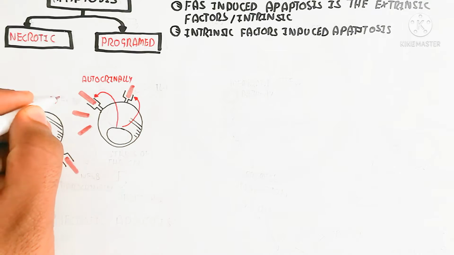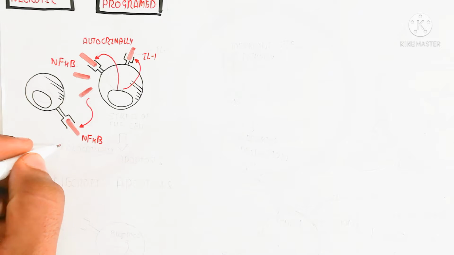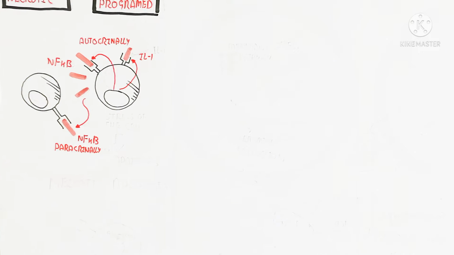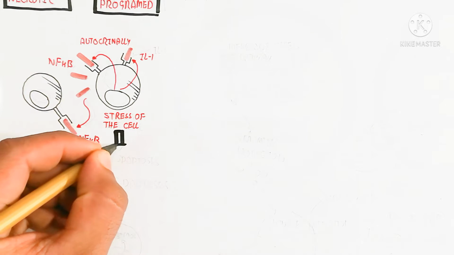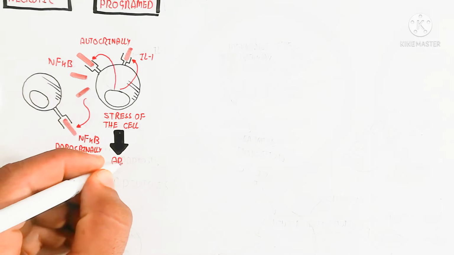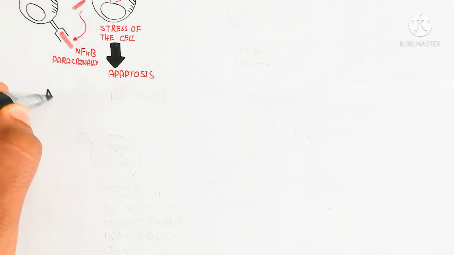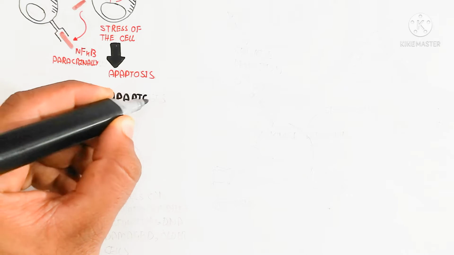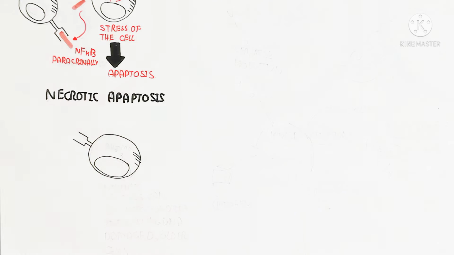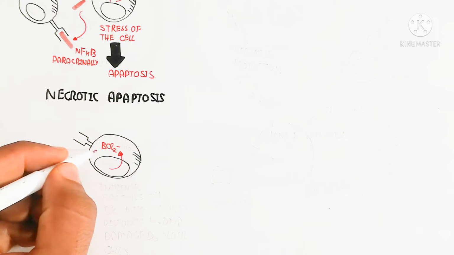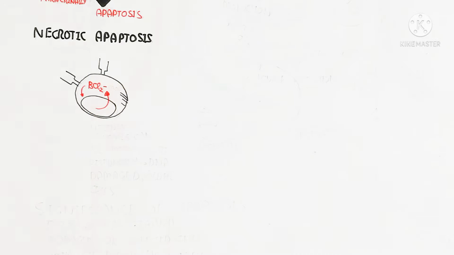Here, autocrinally, due to an internal factor, the cell will produce necrotic factor kappa B and interleukin, which are used for cell death by a cascade of phosphorylation. So these are the necrotic factors, because necrotic apoptosis is due to the injured cell, which produces necrotic factor kappa B. It is also related to programmed cell death, because the intrinsic factor leads to programmed cell death due to damaged mitochondria, so the mitochondria will no longer replicate.